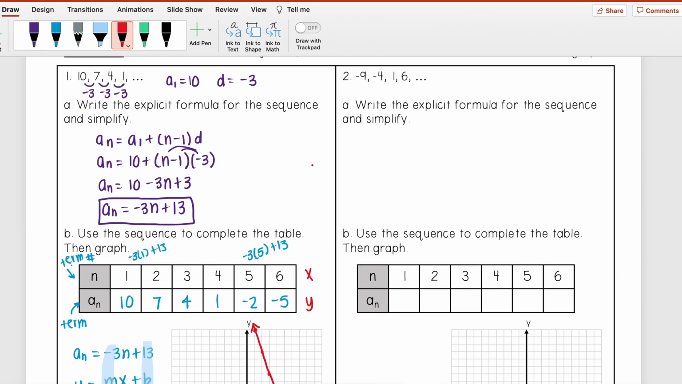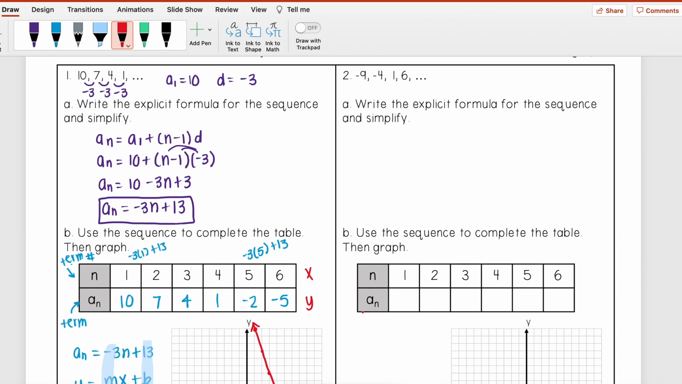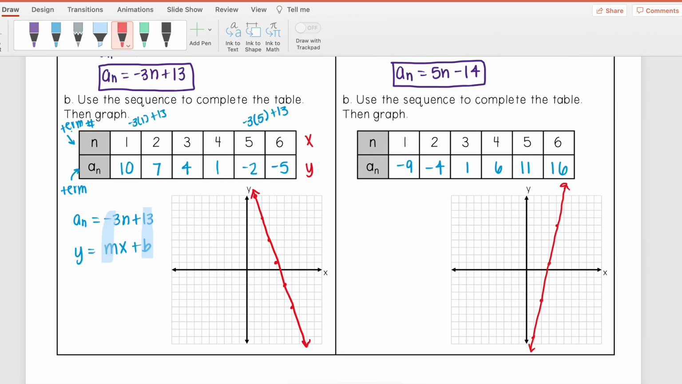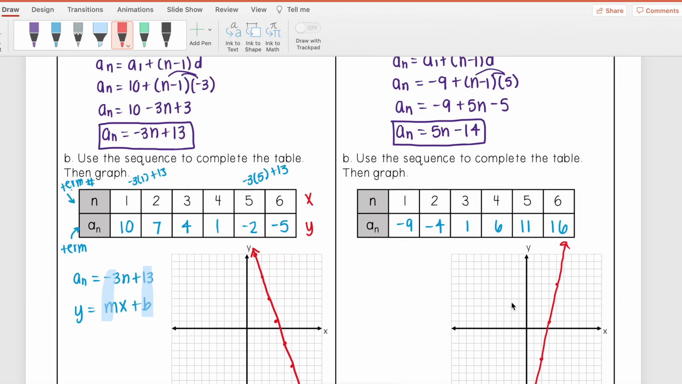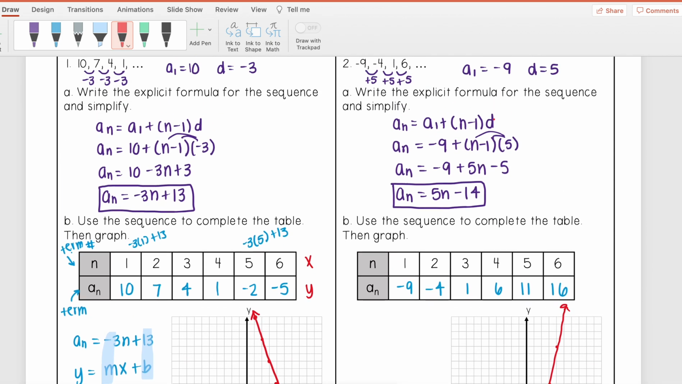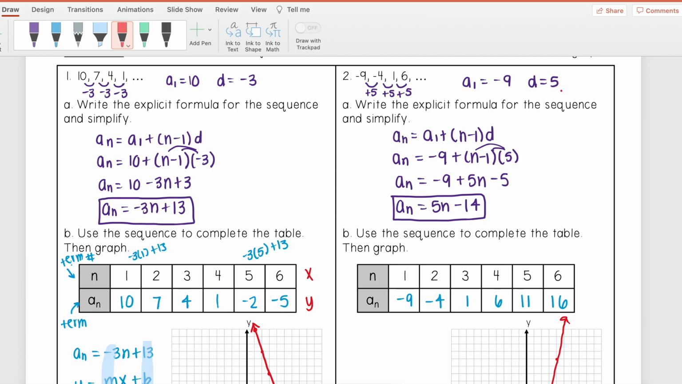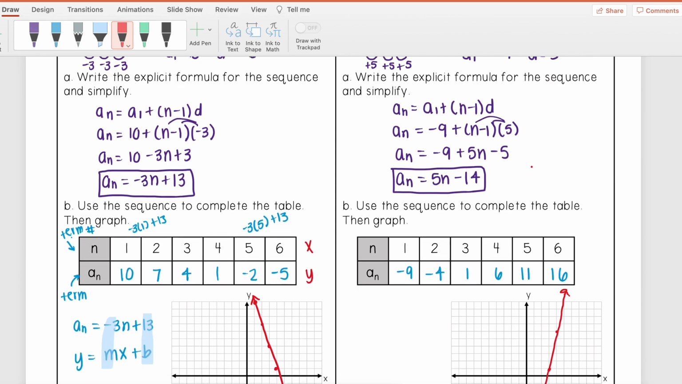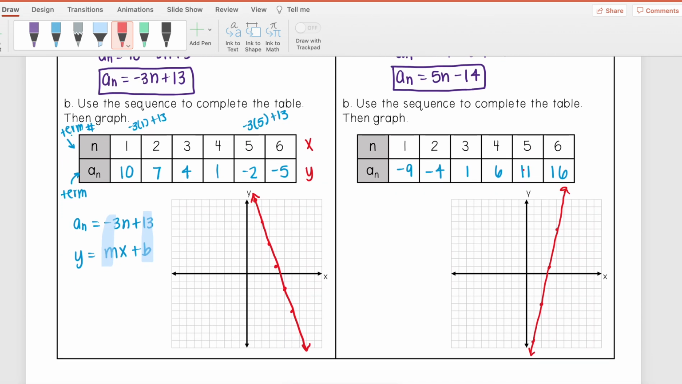Okay, go ahead and pause the video. I want you to try and do number 2. When you think you have it, go ahead and press play. So the answer you should have gotten here was that an is equal to 5n minus 14. That's because my first term is -9 and my common difference is 5. And then using my sequence, I filled in the table and graphed this line.